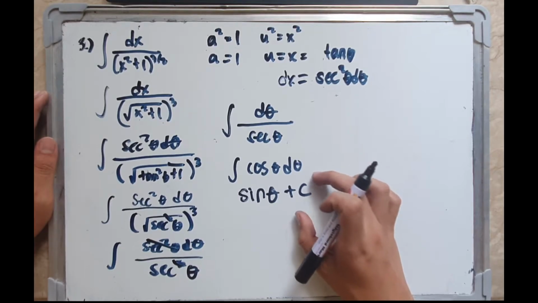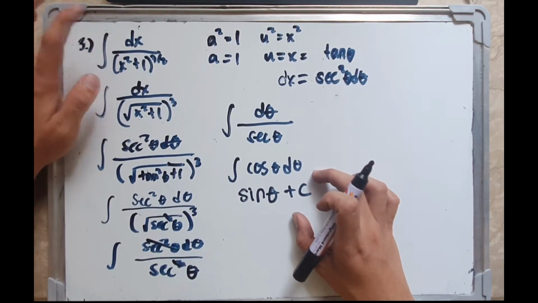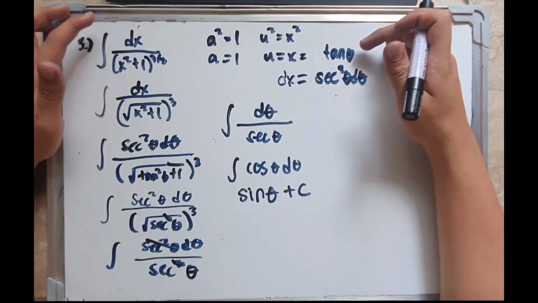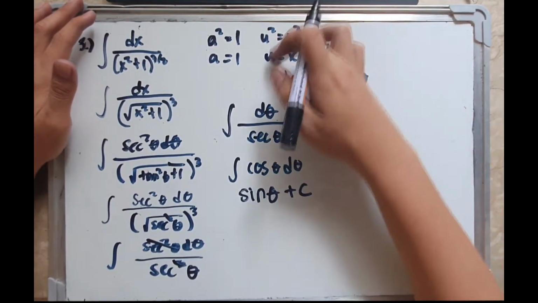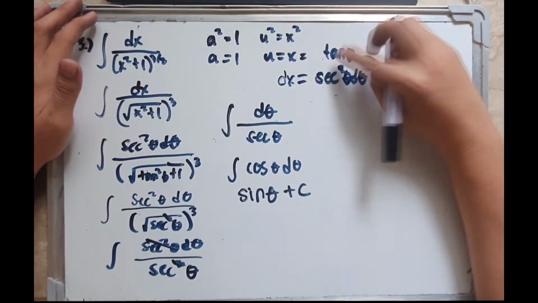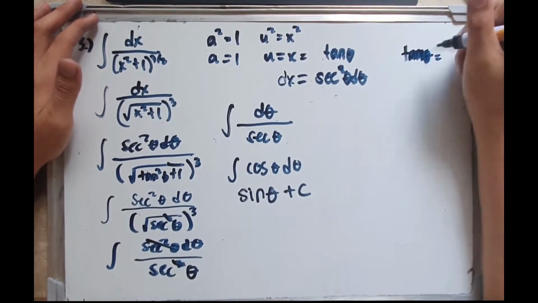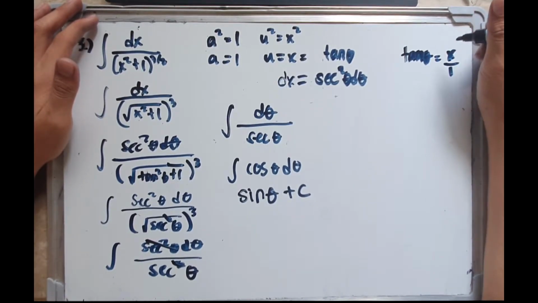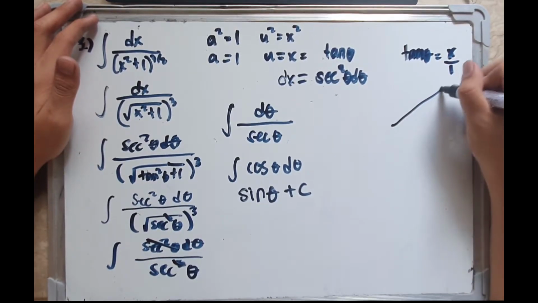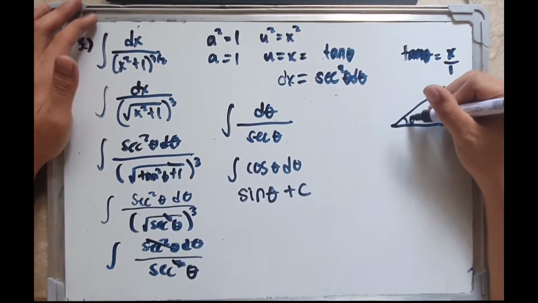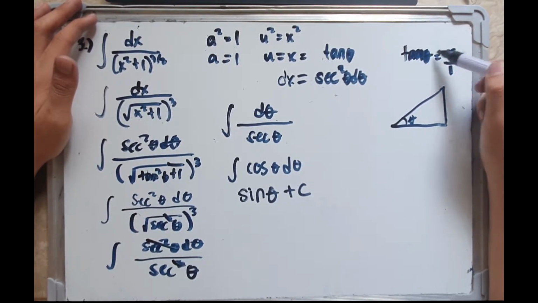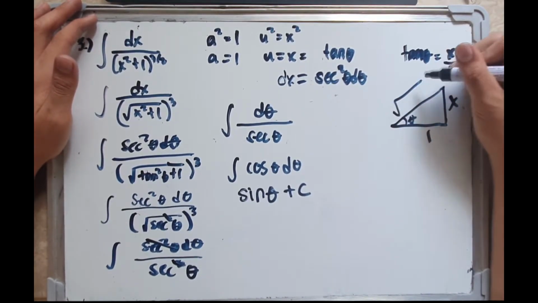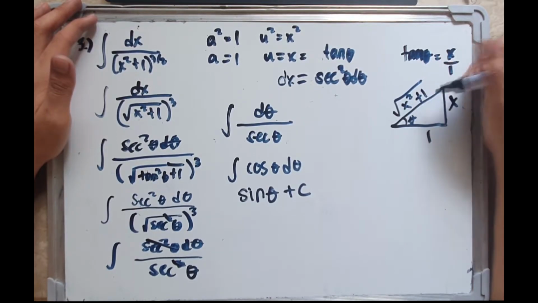Now we will convert this back into an algebraic form by again constructing a right triangle based on our substitution right here. We've known already that our tangent theta is equivalent to x. Again, we will be writing an imaginary 1 so that we could trace out our right triangle. In our right triangle, we have tangent theta as the opposite x, adjacent as 1. Therefore, our hypotenuse will be the square root of x squared plus 1.